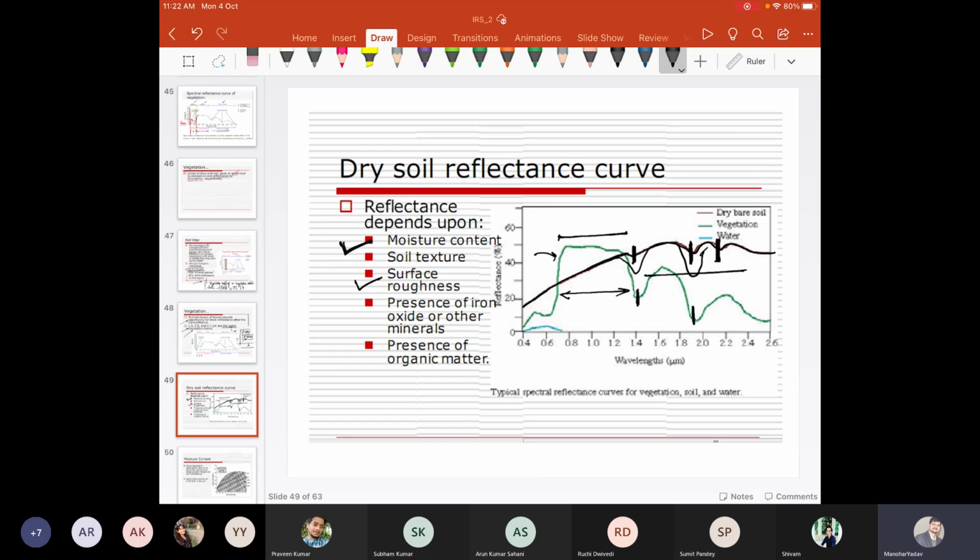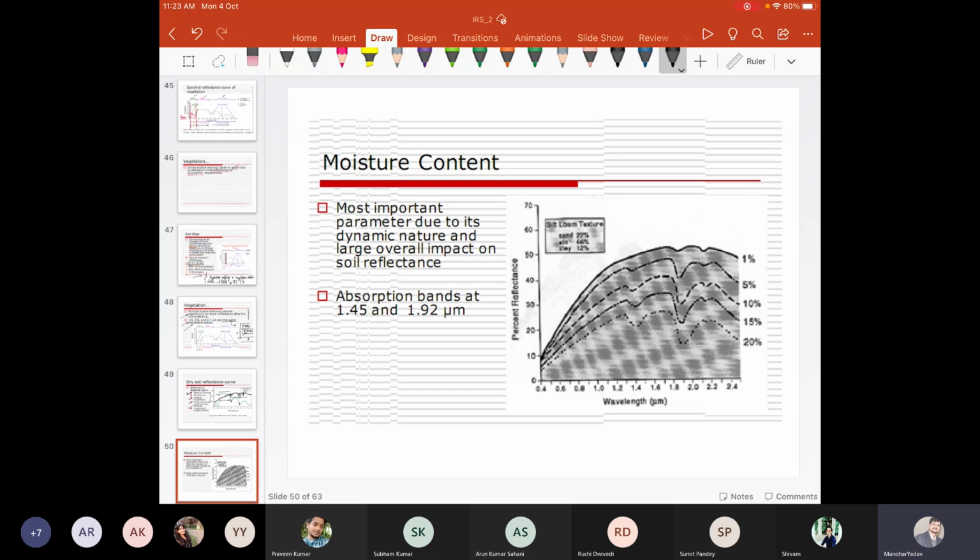Now we'll see the effect of these constituents, like iron oxide and organic matter. So these constituents, how they affect the curve of this dry soil reflectance versus wavelength. So one by one, we'll see that.